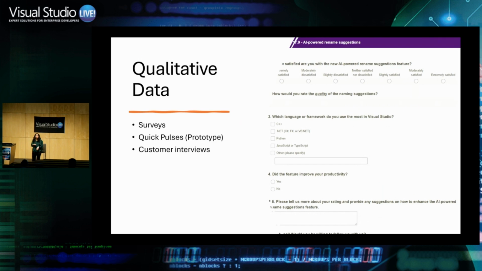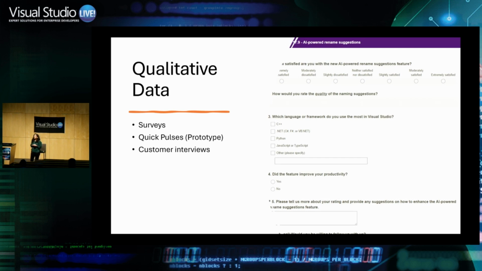But the problem with quantitative data is that you don't really know why people are not accepting suggestions. Is it because the string is too long? Is it because it's camel case, they don't like that? Is it too short? So on and so forth. That's why qualitative data is really important. So we have surveys. I put out a survey for rename suggestions.